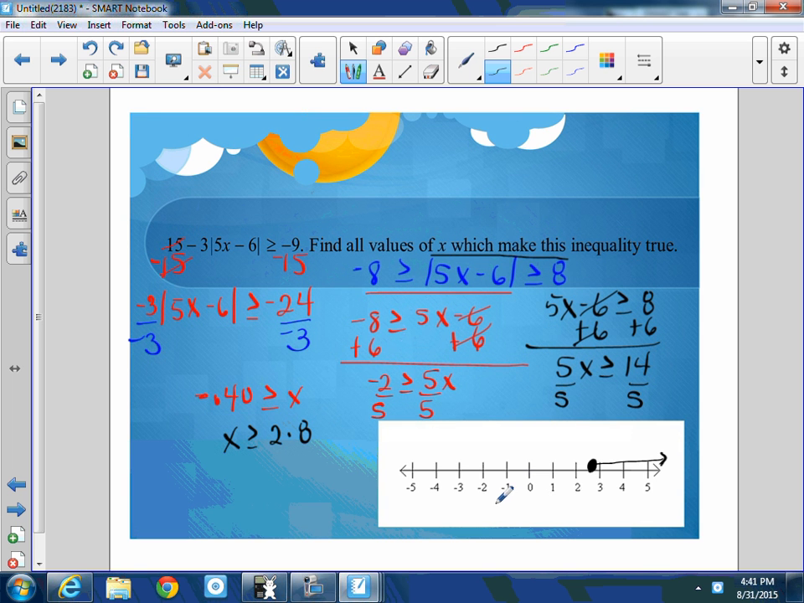And then the first one, the red one, would be x is less than, let's go ahead and look at the point first. Negative 0.40 would be somewhere over here. And the values are less than that.